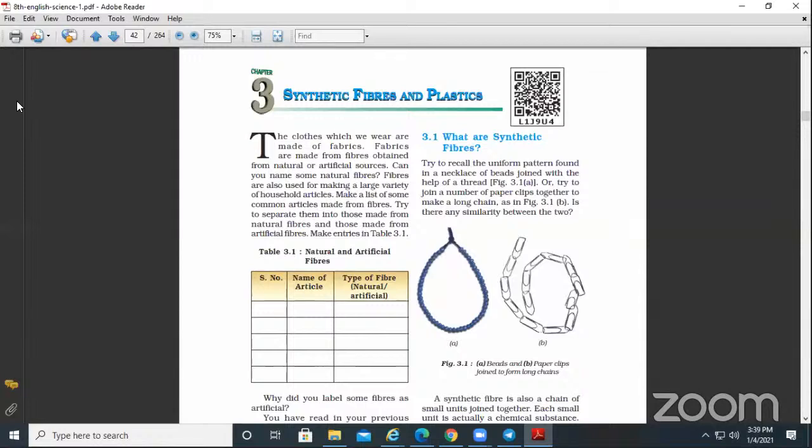And what are the types of the synthetic fibers? There are so many types of the synthetic fiber. Rayon. What do you mean by the rayon? Children, already in the 7th standard, in the previous classes, you have learned about this rayon cloth and silk cloth. This rayon cloth is very cheap compared to the natural fiber.